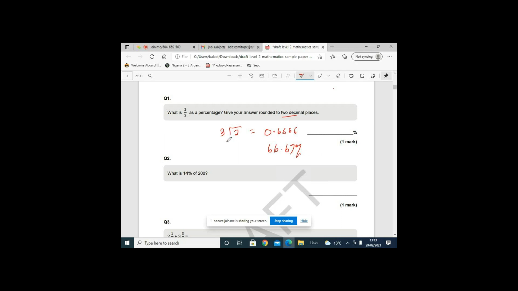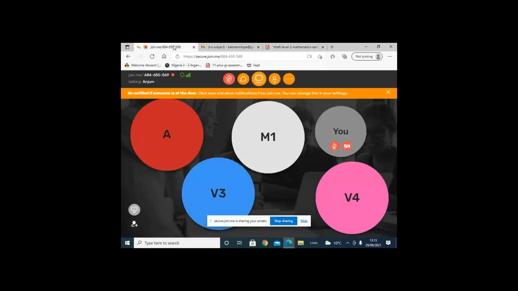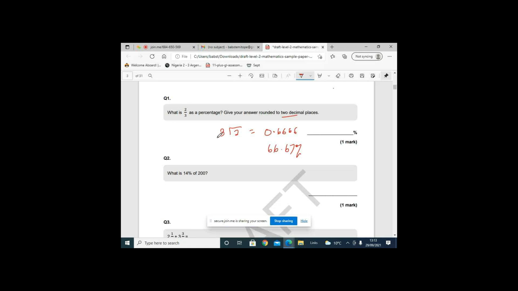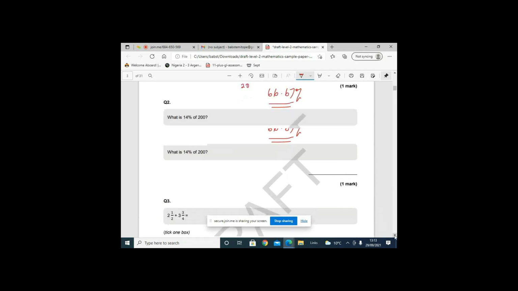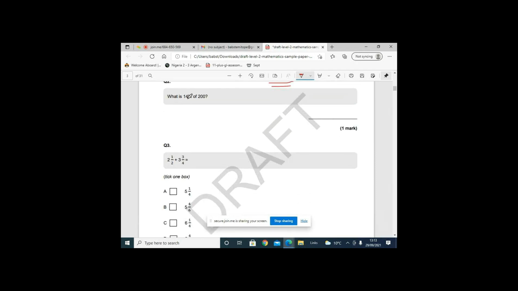In case you don't do this short division, what I did was, I said, how many 3s can you find inside 2? That's 0, because there's no such number, you put a decimal. How many 3s can you find inside 20? 6, and there's 2 remaining. You continue to do it and it continues to give you 66. From there, just multiply that number by 100. Then you get 66.67.